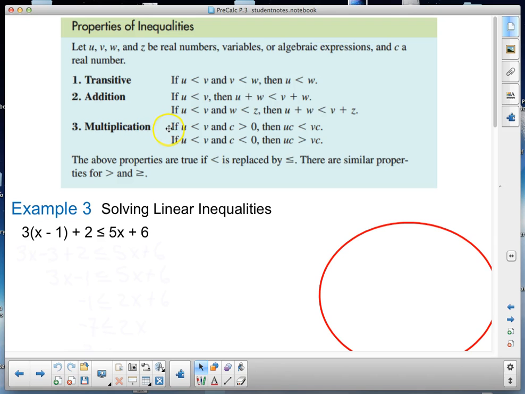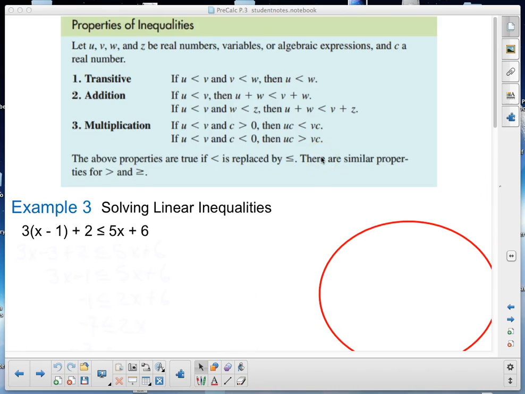Multiplication kind of works this way. We're talking about u is less than v and c is greater than 0, so c is positive. So if I multiply by a positive value, then it stays the same. But if I multiply by a negative value, like I do here in the second one, the sense of the sign switches. Remember, if I multiply or divide by a negative value, the inequality switches its sense or its direction. The sign switches and goes the other way.